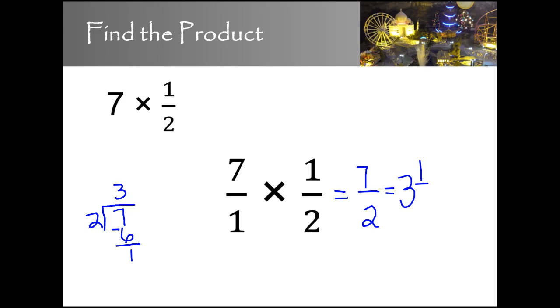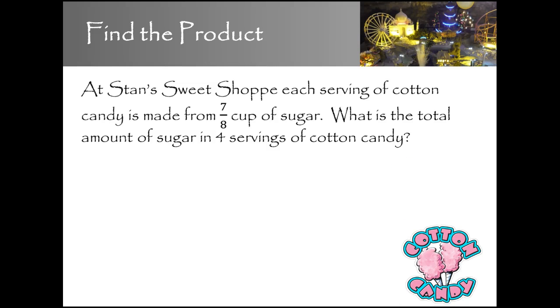7 halves equals 3 and 1/2. At Stan's Sweet Shop, each serving of cotton candy is made from 7/8 cup of sugar. What is the total amount of sugar in 4 servings of cotton candy? In order to solve this problem, we'll need to multiply. We'll multiply 7/8 cup times the 4 servings.